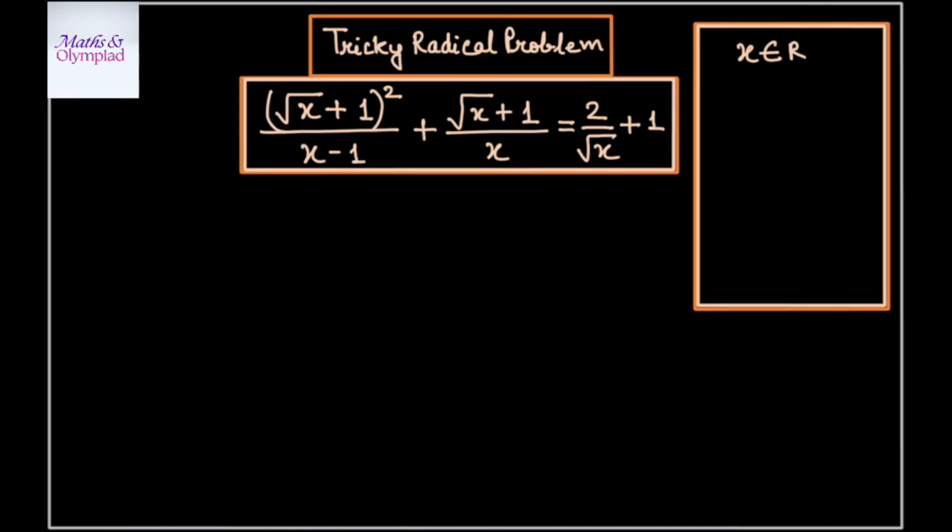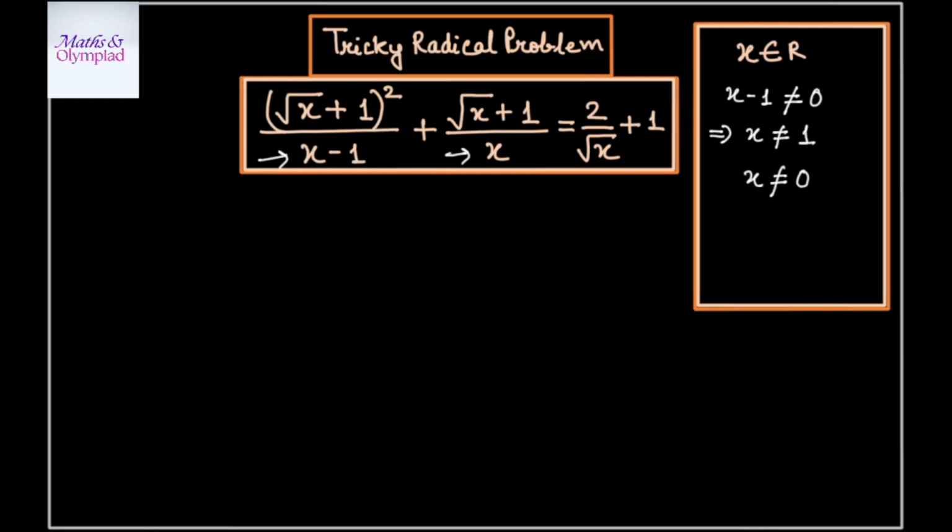Since x minus 1, x and square root of x are in the denominator, therefore I must define the domain. Firstly, x minus 1 is in the denominator, therefore that should not be equal to 0, which implies that x is not equal to 1. Secondly, we can say that x is not equal to 0.